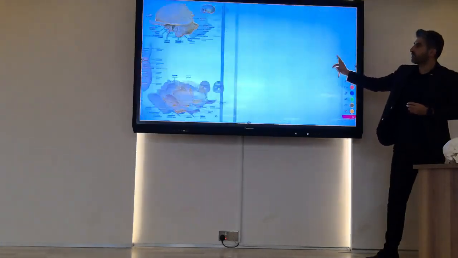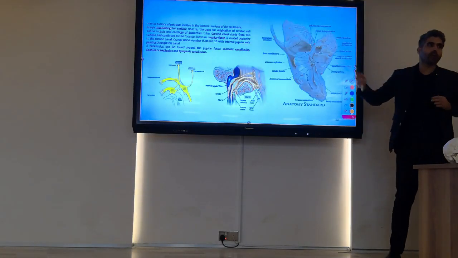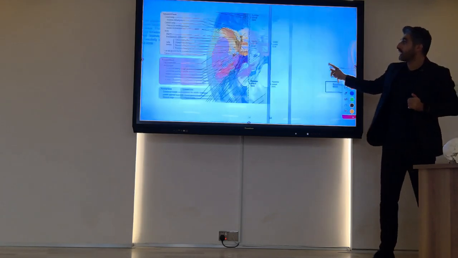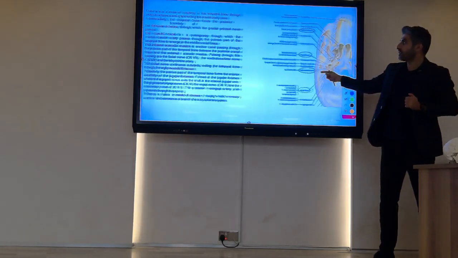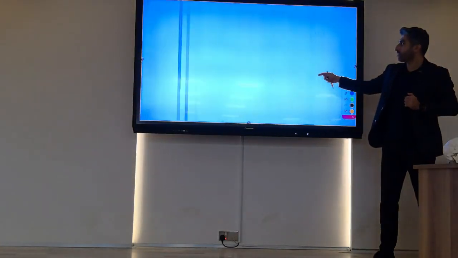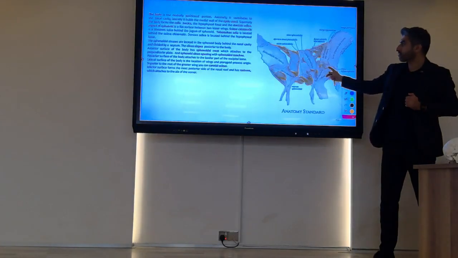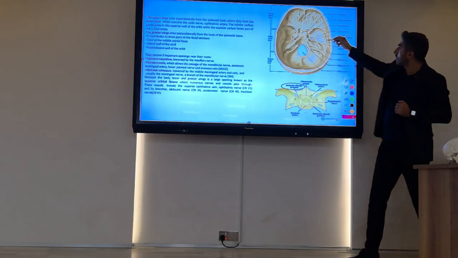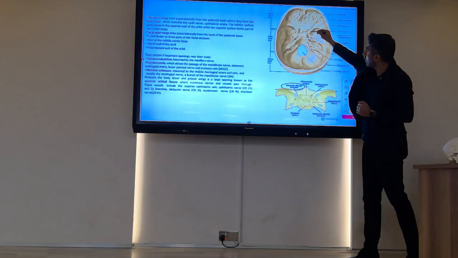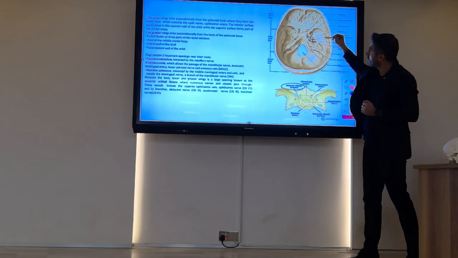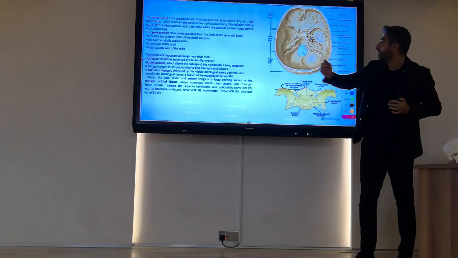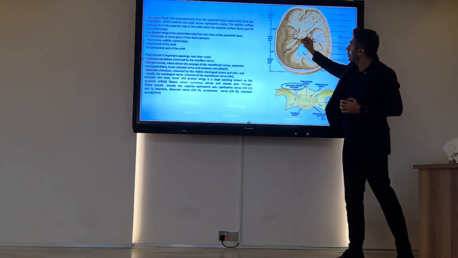Greater wing, besides these parts in the base, in the lateral side, and in the orbit, it has 3 foramens. Greater wing, it has 3 foramens. Look at here. 1, 2, 3. In each side. At the beginning of the greater wing, you have 3 foramens. 1, 2, 3.